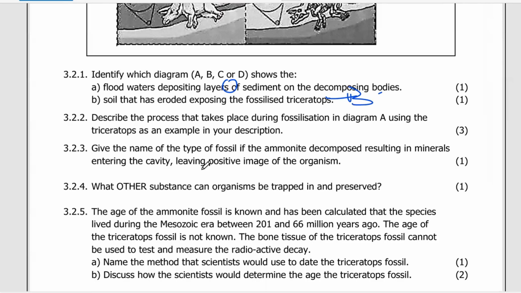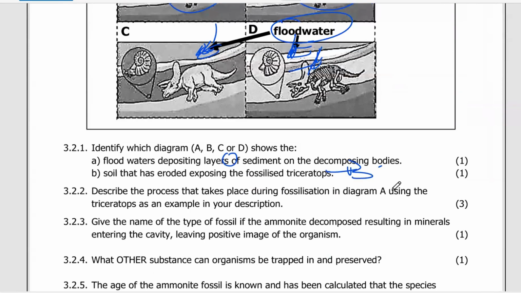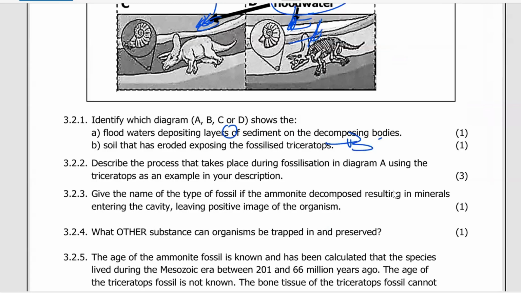Then they are saying, give the name of the type of fossil where the ammonite decomposed, resulting in mineral entering the cavity, leaving the positive image of the organism. So how do we call that? We call it a cast. They are saying, what other substance can an organism be trapped in and preserved?